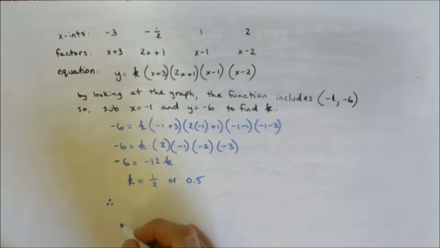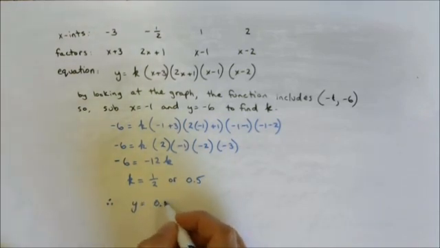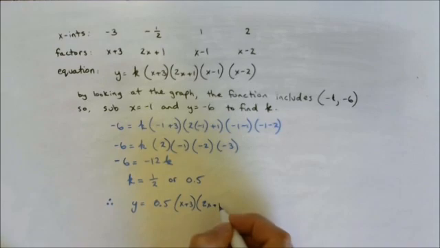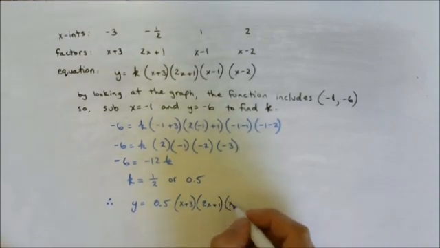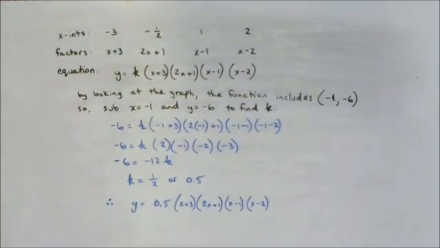Therefore, the function shown in the graph is y equals 0.5 times x plus 3 times 2x plus 1 times x minus 1 times x minus 2.